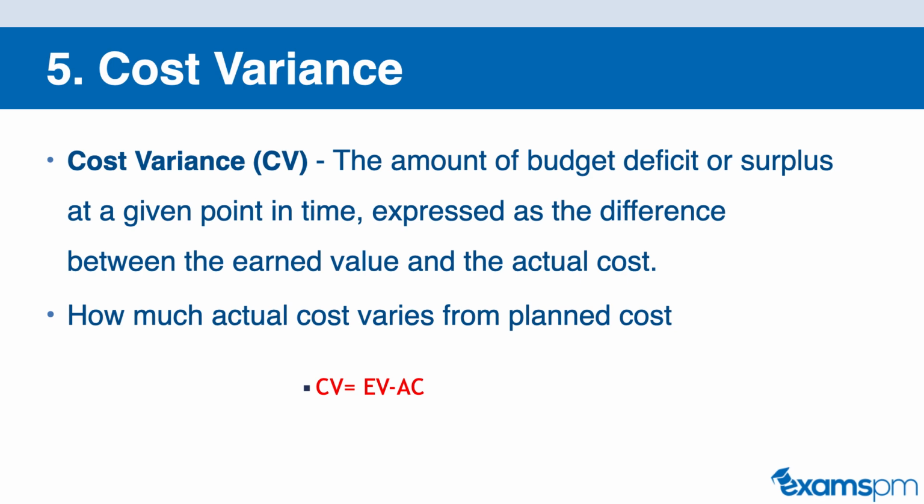So going back to our example of the windows installation, you may recall earlier that our earned value was $60,000 and our actual cost here was $55,000. So if we plug this into the formula, we get that our cost variance is $5,000. Now, not only do you need to know how to calculate these variances for your PMP exam, you also need to know how to interpret them as well.